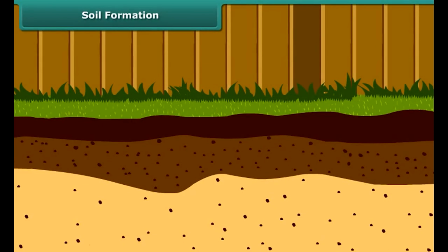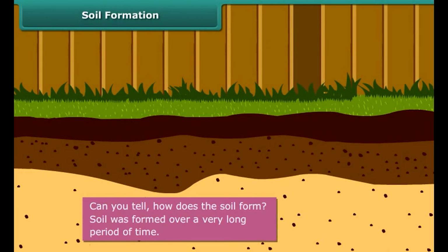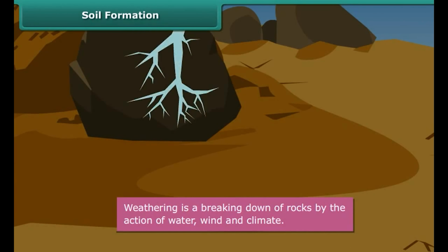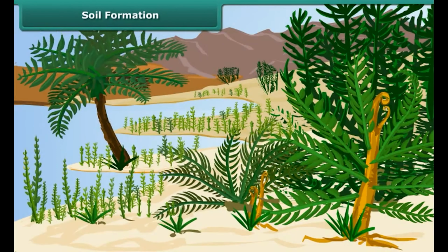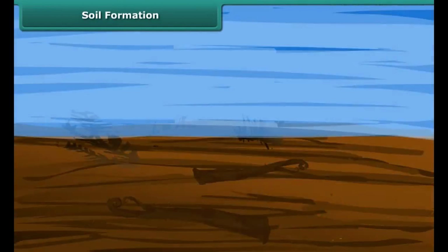Soil formation. Can you tell how does the soil form? Well, soil was formed over a very long period of time. Large rocks were broken down into smaller pieces and finally to soil by the action of wind, water and climate in a process called weathering. Also, decaying of dead plants and remains of animals made the soil thick and rich, and eventually it became support for life.